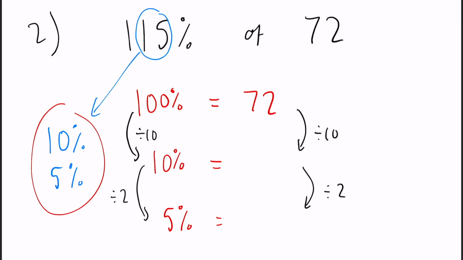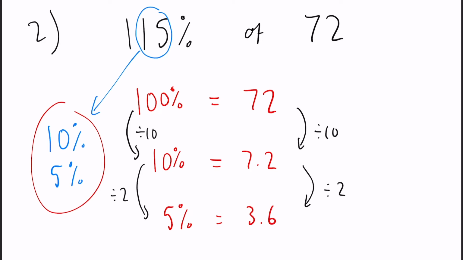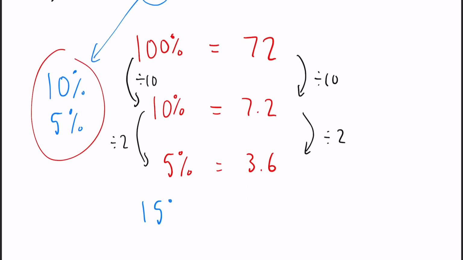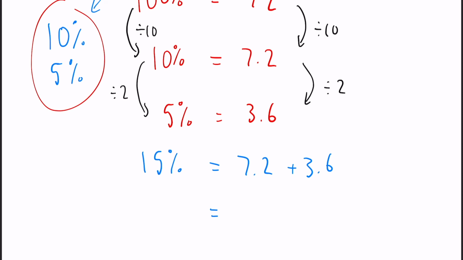So 72 divided by 10 is going to be 7.2. Now, sometimes you may get answers that are slightly more difficult, giving you decimal answers like this one. But again, if you have a calculator, it's obviously not a problem. And you will be familiar with these if you have to do them without a calculator. So 7.2 divided by 2 gives us 3.6. Now, just like before, all we need to make is 15%. So 15% is going to be 7.2, that 10%, added to that 5%. And again, with a bit of thinking, that is going to be 10.8.